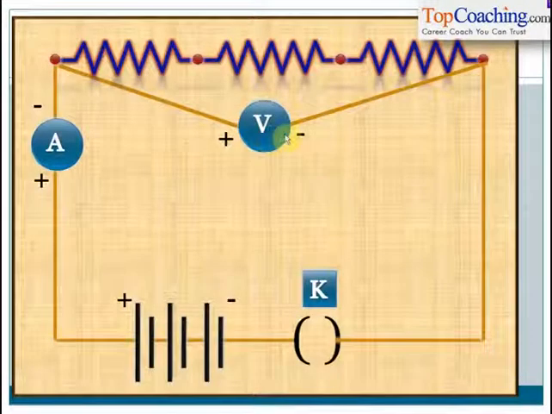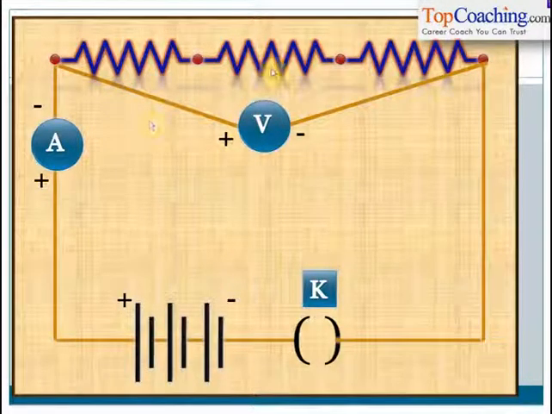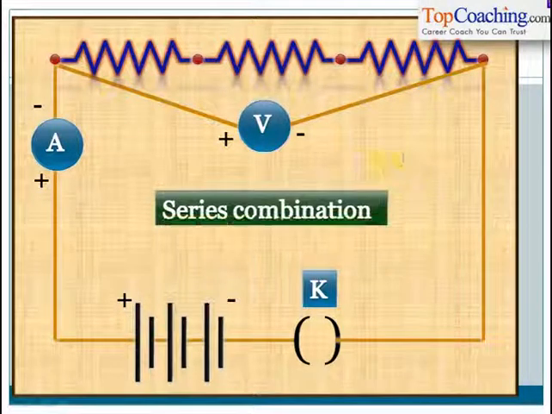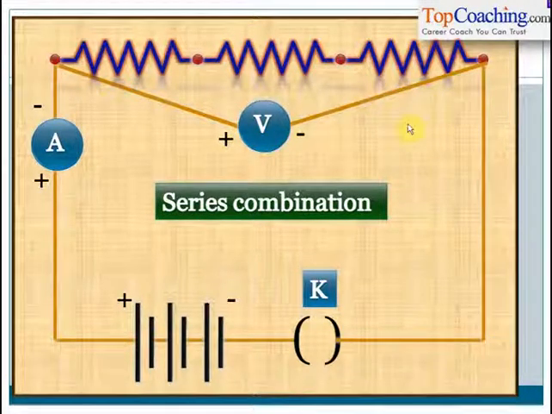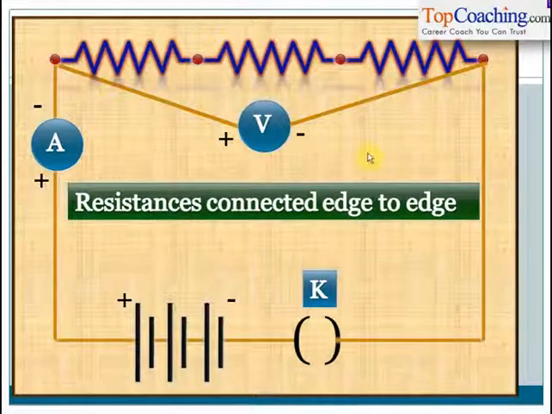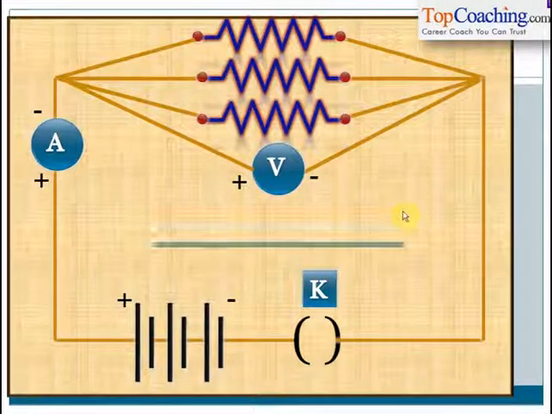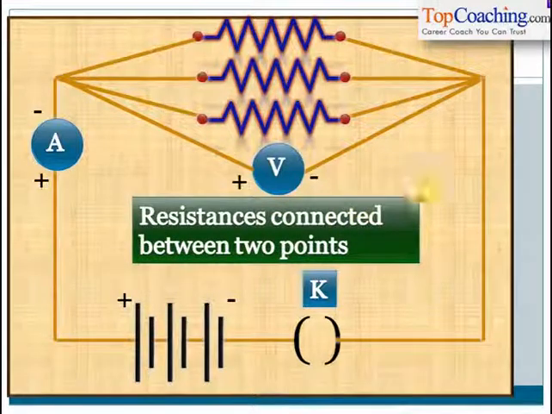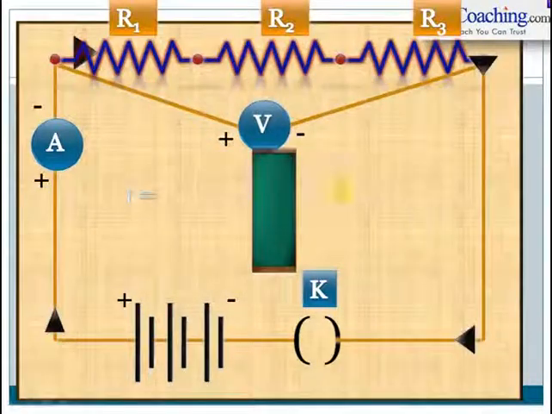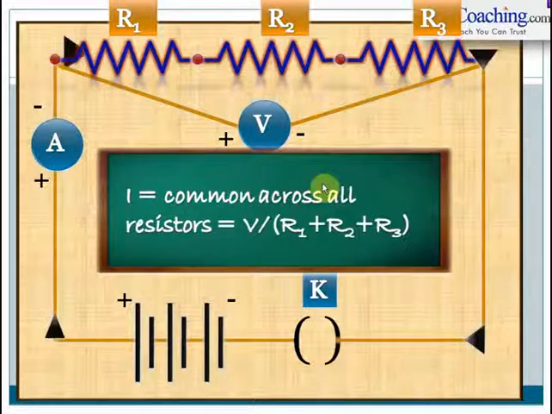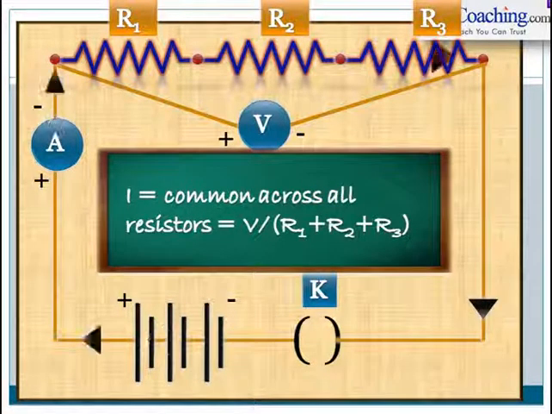In series, resistors are connected one after the other, end to end, in the same loop. The current passing through the resistances is the same in the case of a series circuit. In the case of parallel circuits, all resistances are connected between 2 points, like this. In a series circuit, the current is common across all resistors.